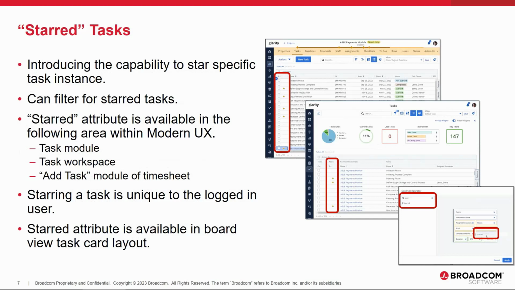The star attribute can be edited, which means the user can star or unstar their task from any one of these three areas. Starring a task is unique to the logged in user, similar to the other star capability. And in the new board layout, the user has the option to add the star attribute for the task card layout.